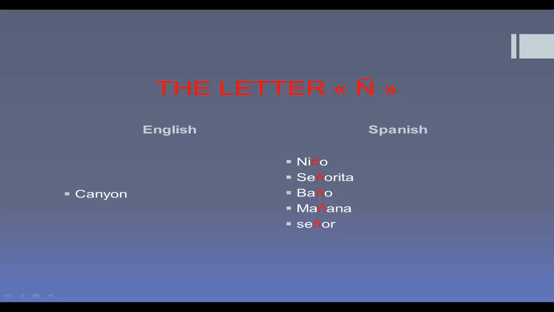Pronunciation. The letter ñ. In Spanish, we have the letter ñ, but in English, this letter doesn't exist. The ñ sound is pronounced a little bit like an n with a hum, and we can find this sound in words like canyon in English. And in Spanish, we can find this sound and this letter in words like niño, señorita, baño, mañana, señor.